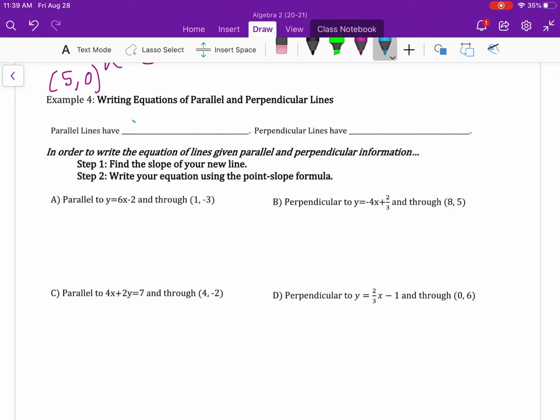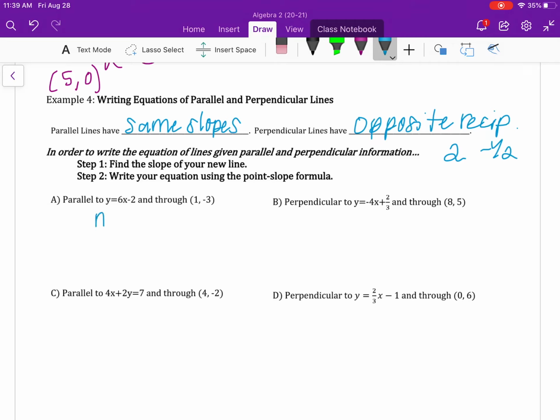All right, last part of our notes for today. Remember, parallel lines have the same slope. You should have learned this in Algebra 1. And perpendicular lines have opposite reciprocal slopes. For example, 2 and negative 1/2 are going to be opposite reciprocals. So flip the fraction, make it negative.